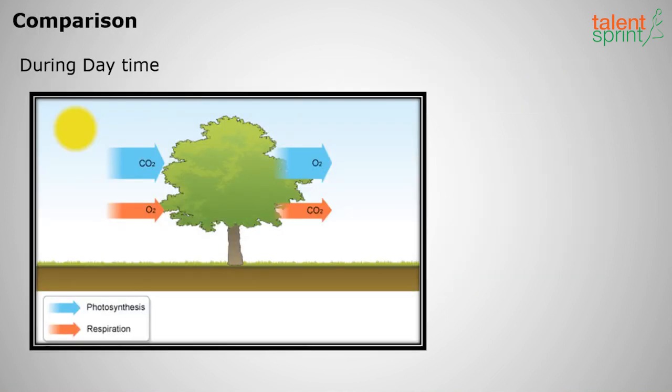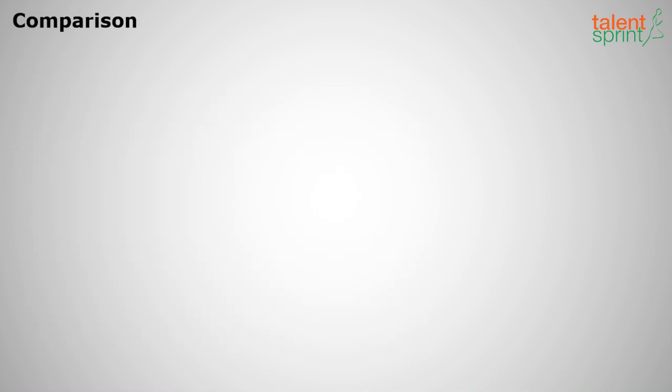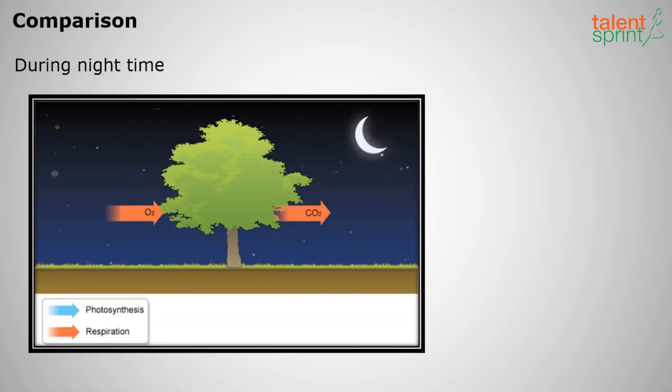So what happens during daytime? During photosynthesis, CO2 is taken in and O2 is given out, and during respiration, O2 is taken in and CO2 is given out. As there is no photosynthesis during night time, only respiration will happen: O2 will be taken in and CO2 will be given out. That's why people say don't sit under the tree during night time, because it releases CO2, and we don't need CO2, we need only O2.